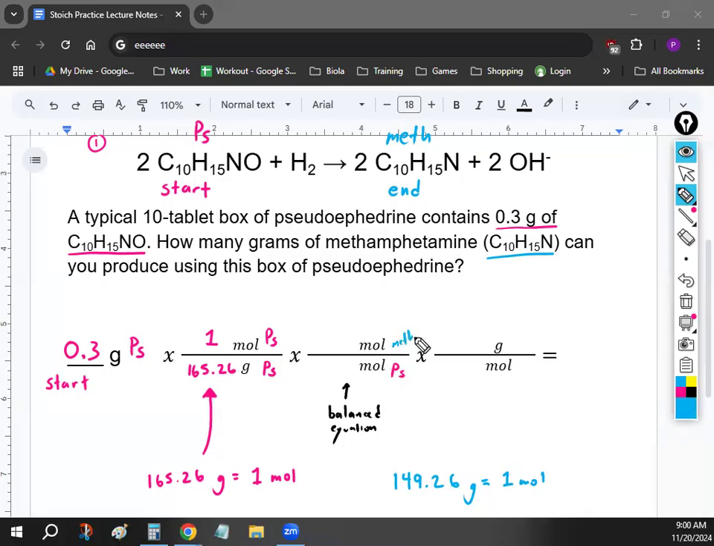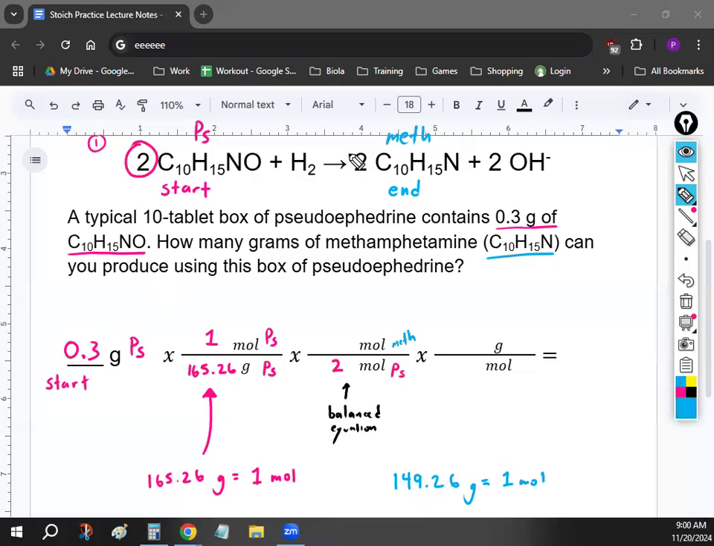So the bottom of the fraction is going to be about your pseudoephedrine, and the top is going to be about meth. So we're going to take a look at the balanced equation. The number in front of pseudoephedrine is 2. So we're going to put a 2 on the bottom.